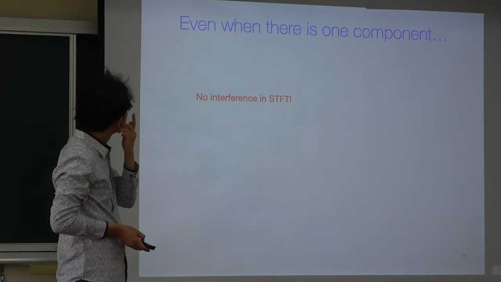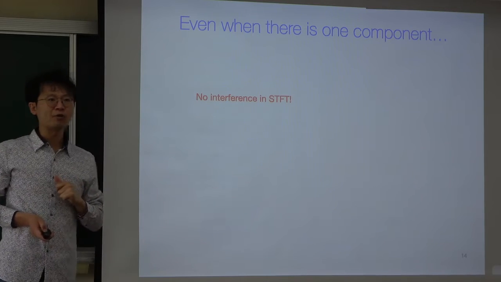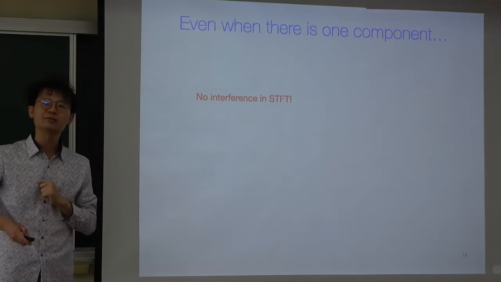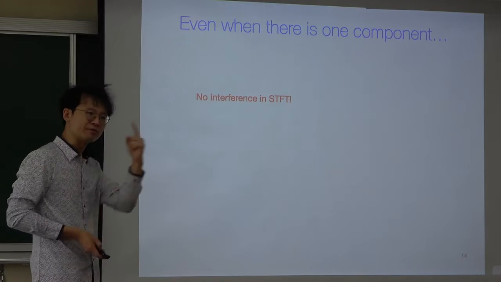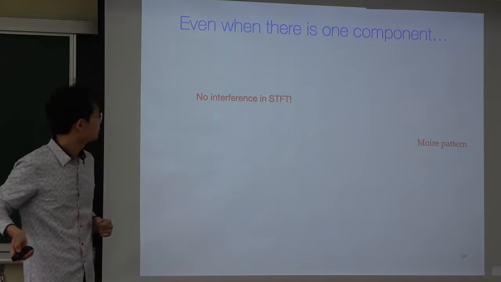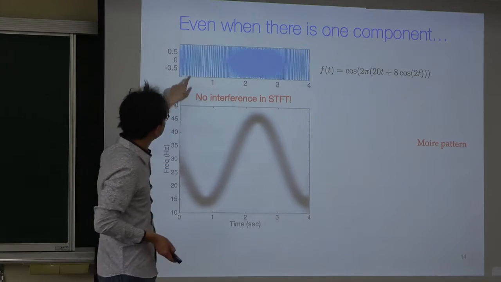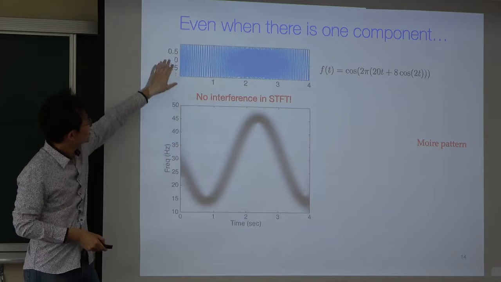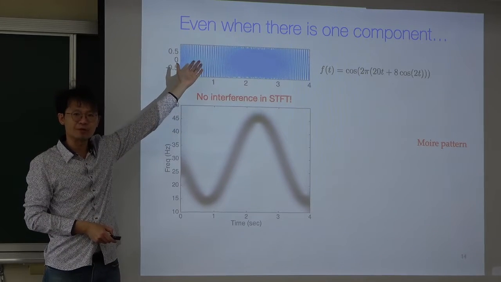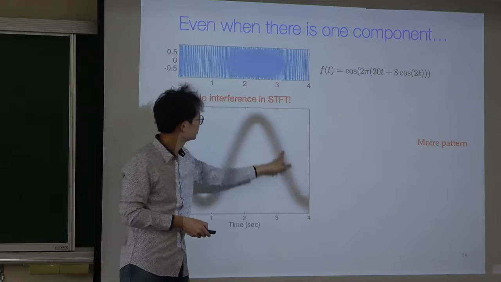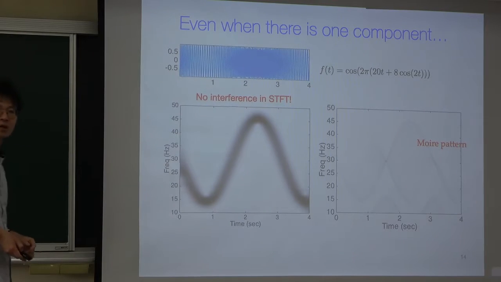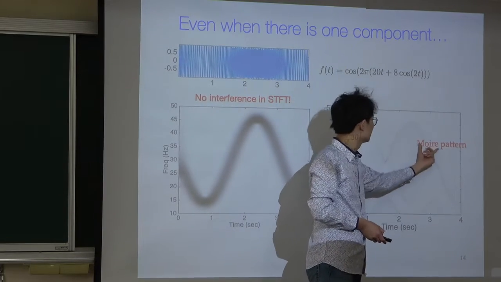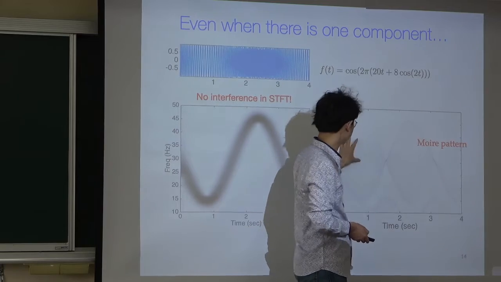So what if you only have one component? Maybe it is because you have two components that you see all these challenges. What if you only have one component? So let's see. If you have only one component, but this time it's 20t plus 8 cosine 2t. In this case, there is no interference in the short-time Fourier transform, right? Just one component. Very nice. But unfortunately, in the Wigner-Ville distribution, you see it still has the Moiré pattern. It has a lot of interference.